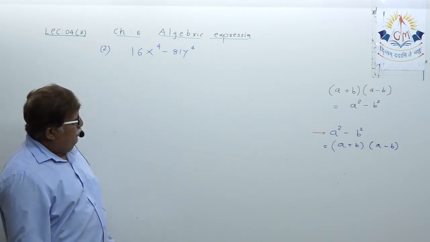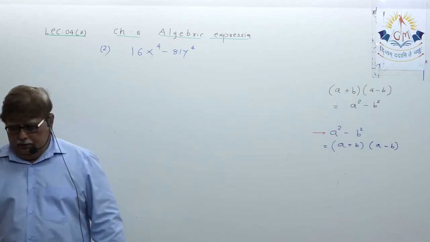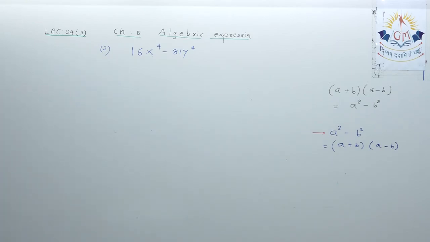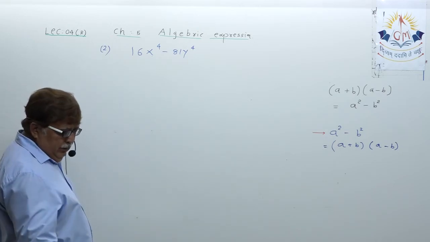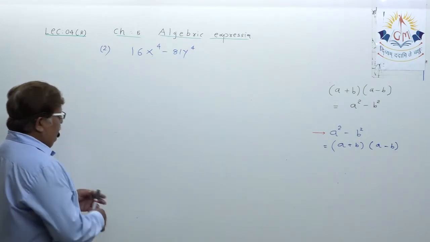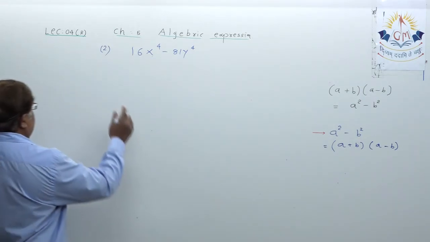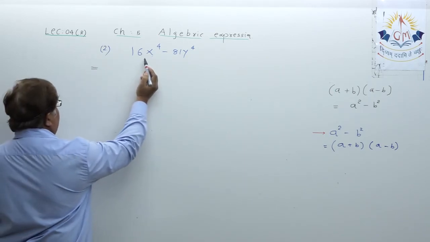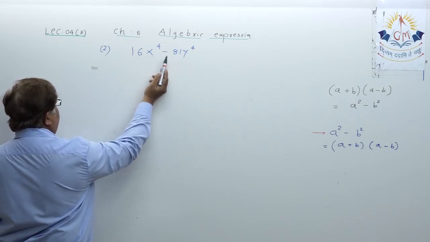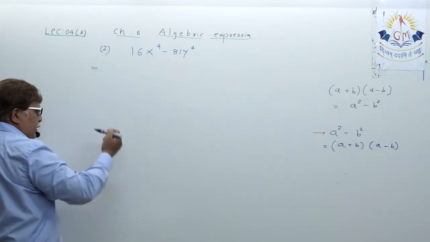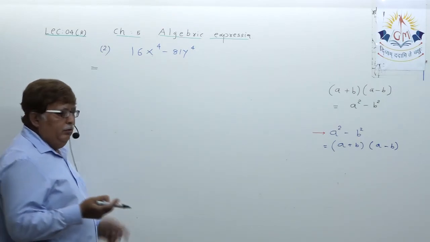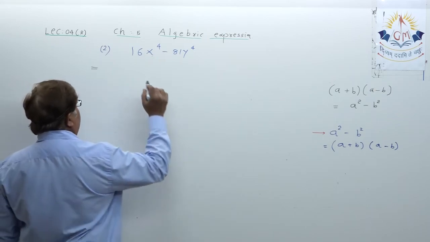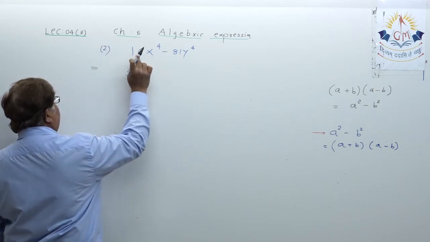Just 1 minute left, dear student. Make it fast and then we will solve it here on the board. Okay, enough time. Let us solve it, dear student, now. See, the first step, two terms perfect square, negative sign follows all parameters for application of this identity.